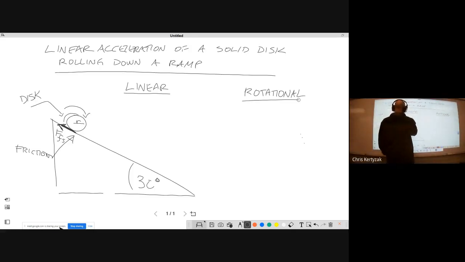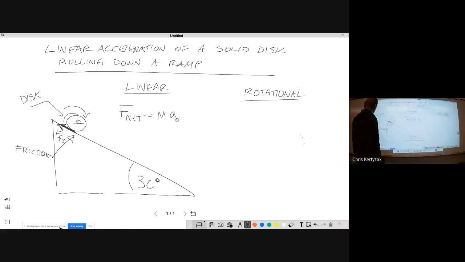So we have to model using Newton's second law. Right? So we'd say that the net force equals ma. We need to remember that for the linear scenario, the force that's pulling it down the ramp is F_gx.